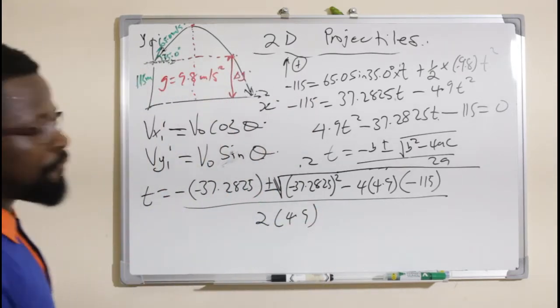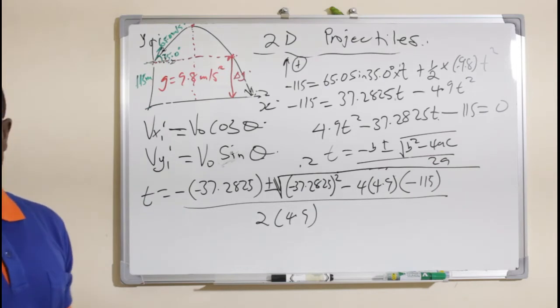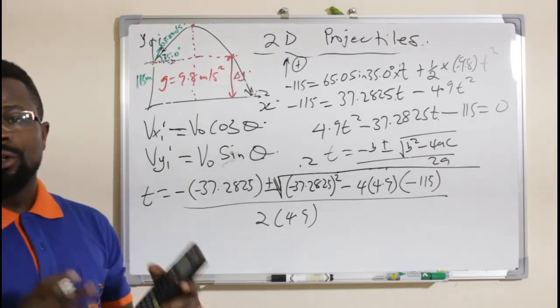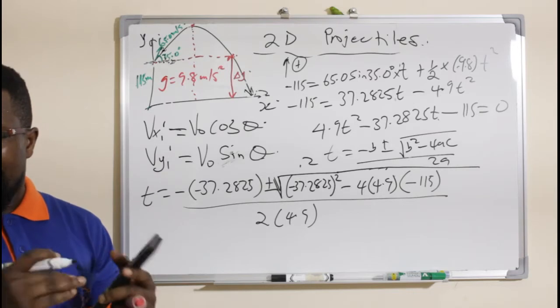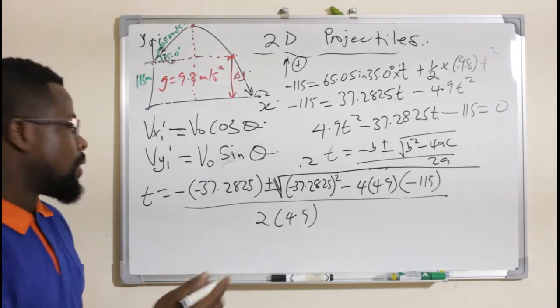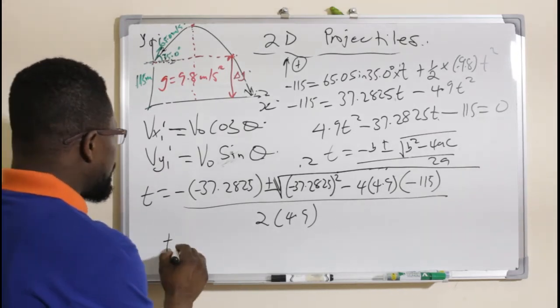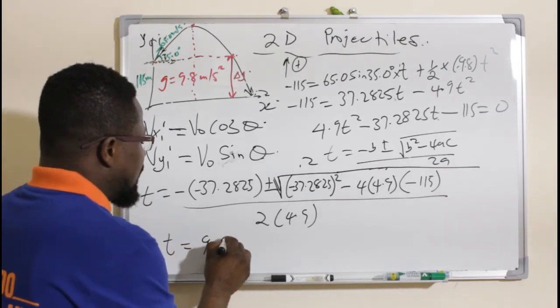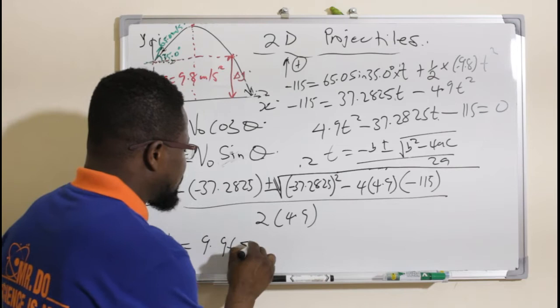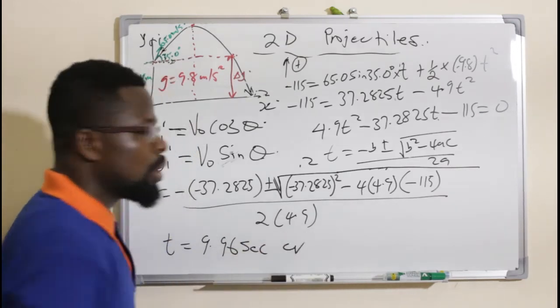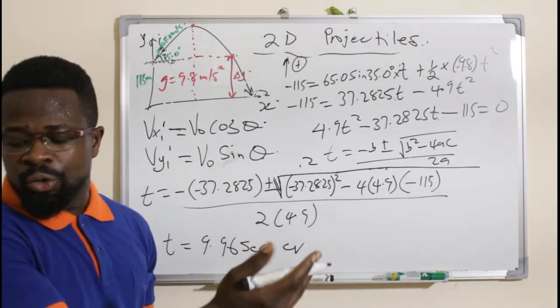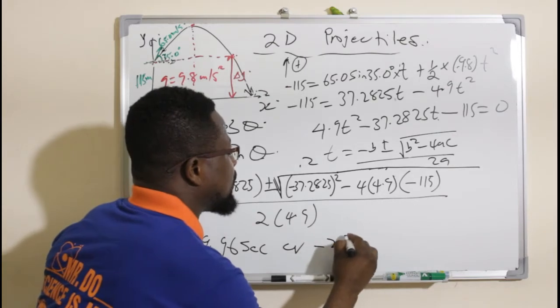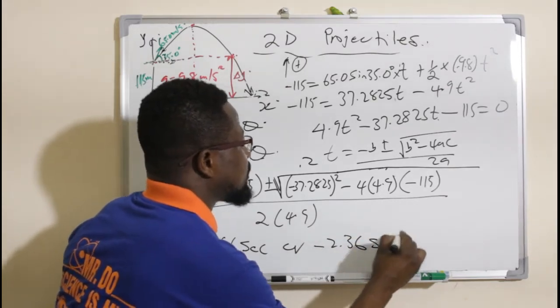And if you solve for this, automatically we expect to have two answers. And what are the two answers that we are going to have? Well, we're going to have t equals 9.96 seconds, or we're going to have a negative value, which is negative 2.36 seconds.